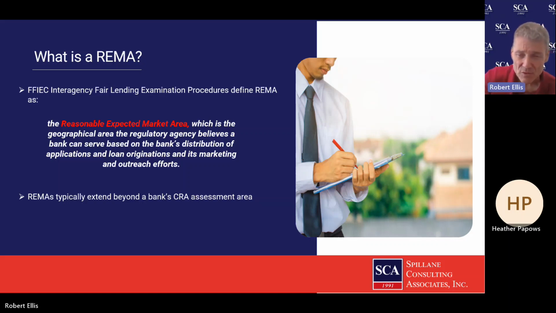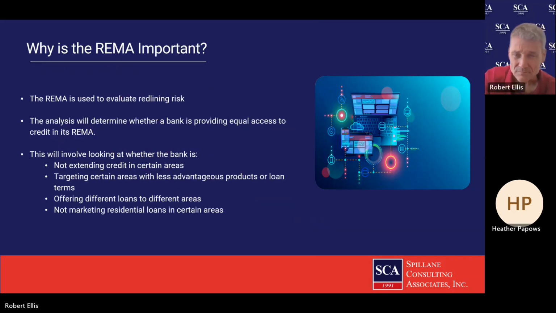That's an important point to stress because when you look at your CRA performance, your inside-outside might typically be 65 to 70% on average. A REMA can contain upwards of 90 to 95% of the institution's lending. So it is a very large net to set. Especially in this digital age, it's much more reasonable to expect a financial institution to have a market area larger than a CRA assessment area.